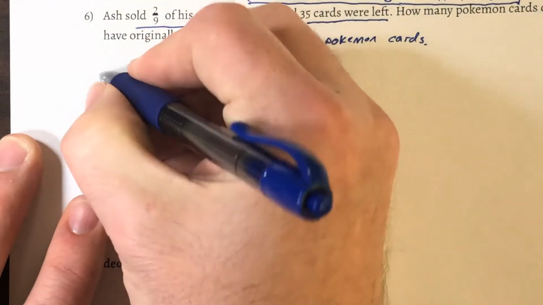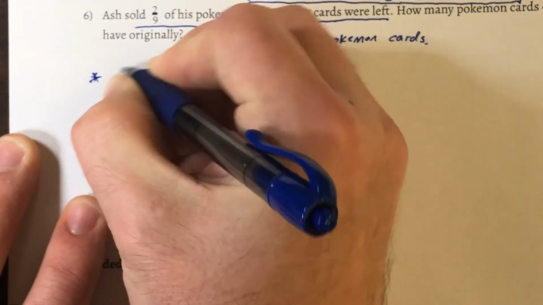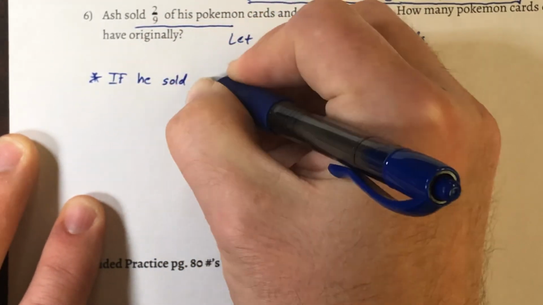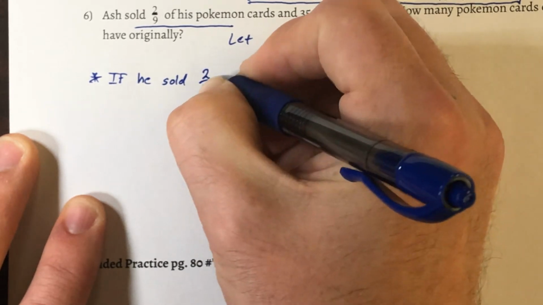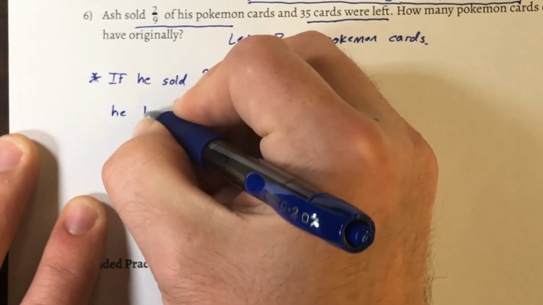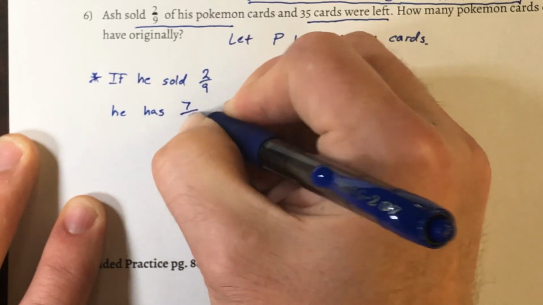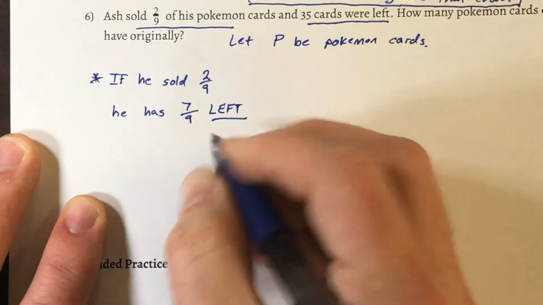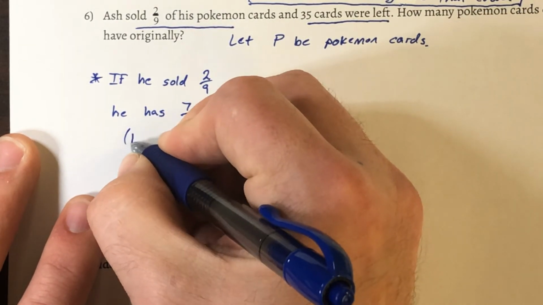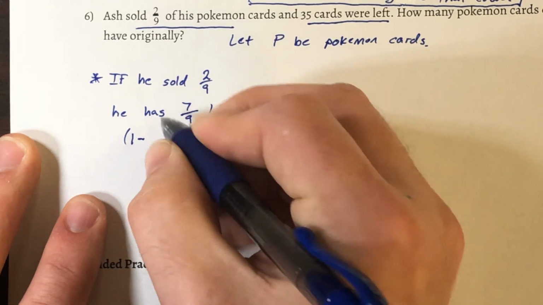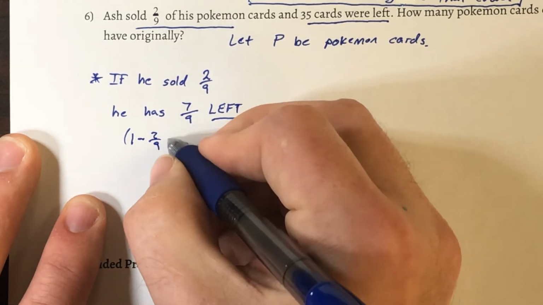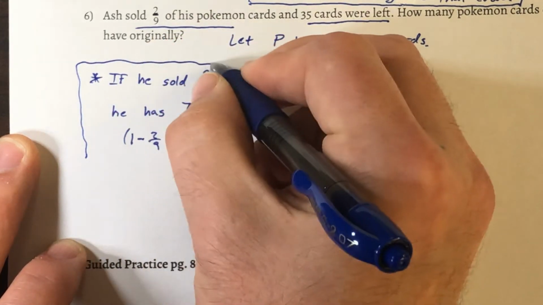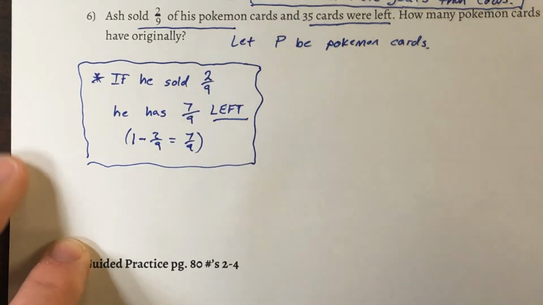So, important to note, if he sold 2/9, he has 7/9 left. How do I get that? Well, one whole set of cards, he sells 2/9, and you're going to get 7/9 left. So, very important side note.